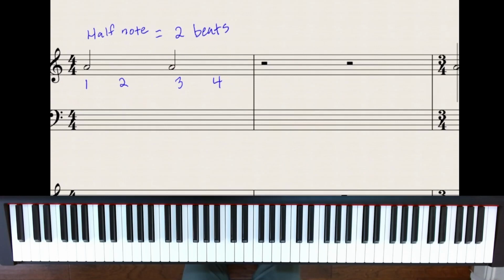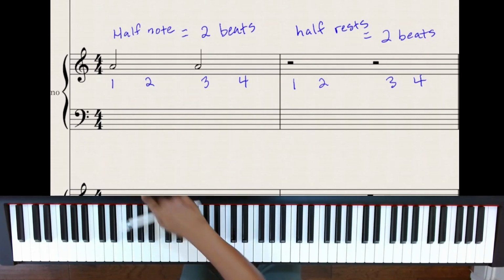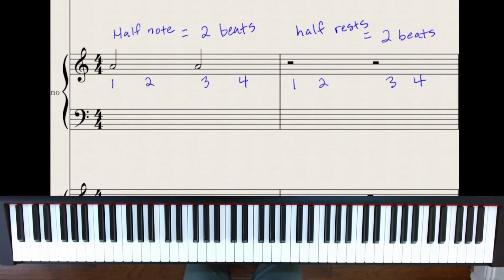And over here we have what are called half rests. And they also equal 2 beats. So it'd be 1, 2, and then be 3 and 4 for the last one, okay? So with this example, 1, 2, 3, 4. 1, 2, 3, 4. Okay?